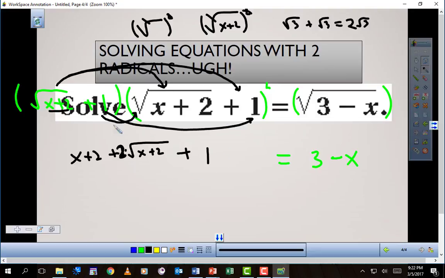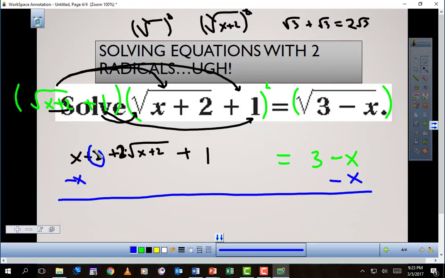Okay, so as you see here, we started out with 2 square roots, and after we squared both sides, we got rid of the square root on this side, but we still have a square root. So here's the basic idea. Move everything to the other side of the equal sign except the square root. And then you're going to square both sides again. So what we're going to do is subtract x here, subtract x here.